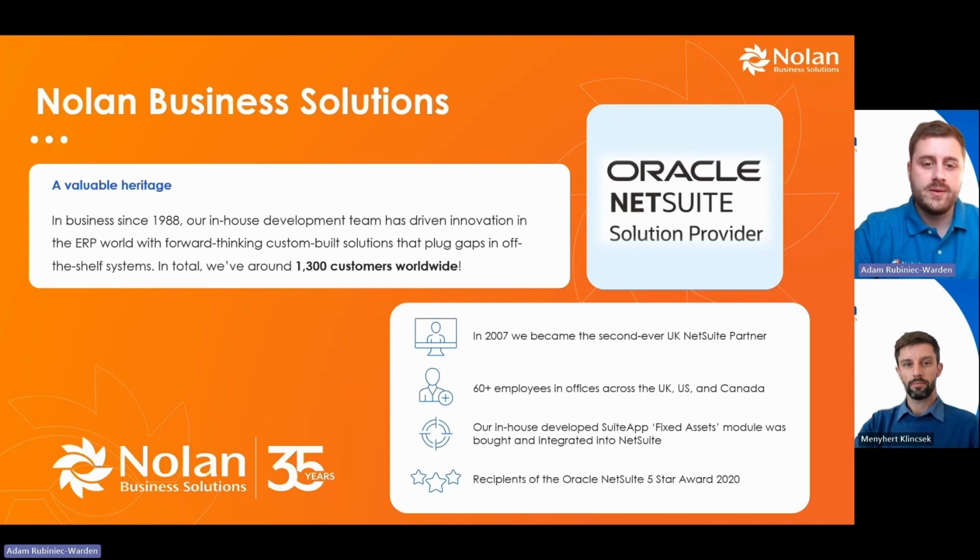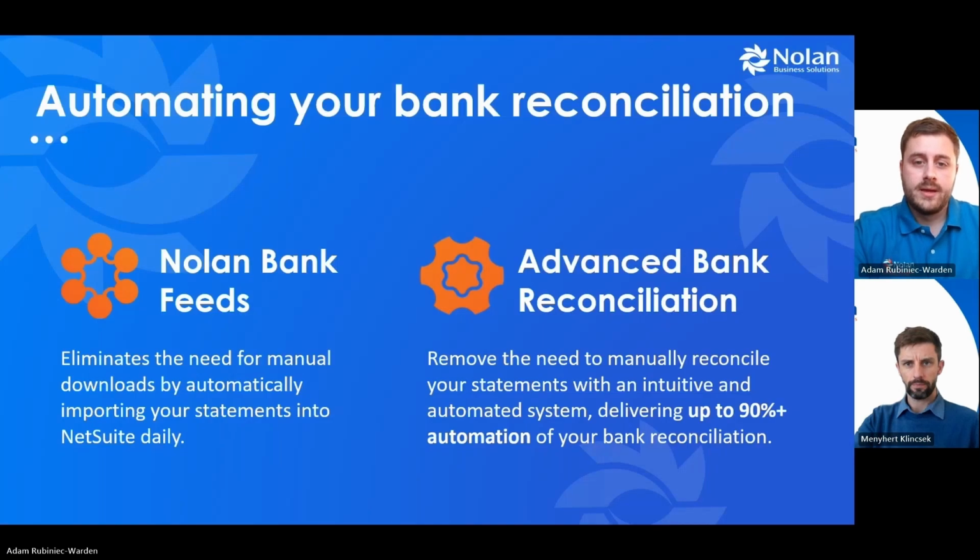So as a brief introduction to Nolan, we've been in business since 1988, and our in-house development team has driven innovation with forward-thinking custom-built solutions that plug gaps in off-the-shelf ERP systems. In total, we've around 1,300 customers worldwide, over 60 employees across the UK and North America, and in 2011, we sold our custom-developed SuiteApp fixed assets to NetSuite, which was integrated into the core NetSuite solution. We'll be focusing on our solutions today that help automate your bank reconciliation, and at this point, I'd like to hand over to Meni.